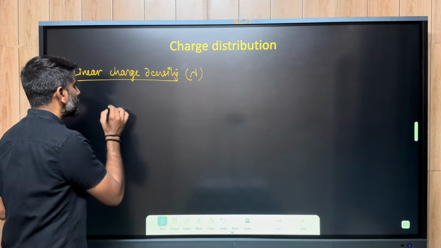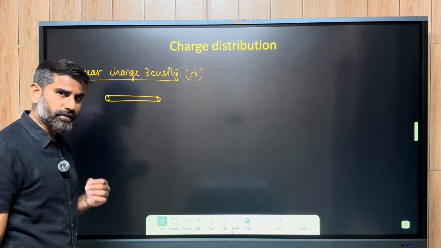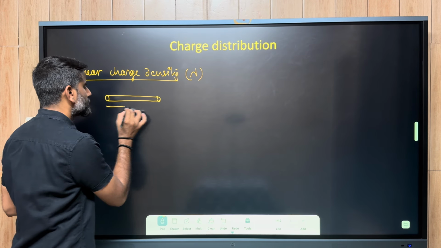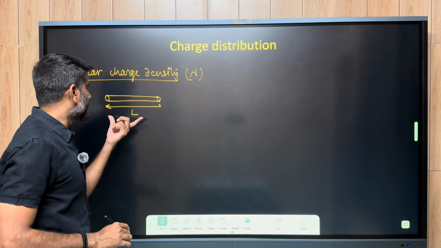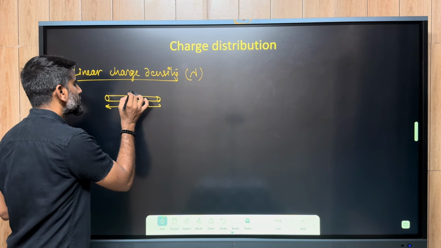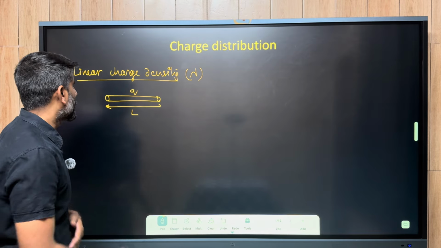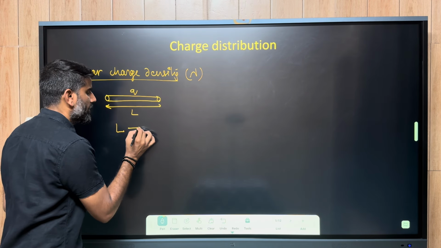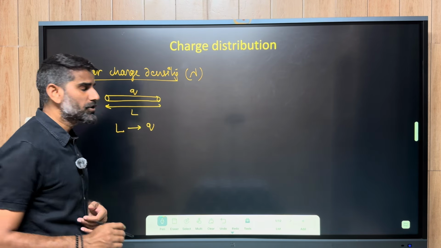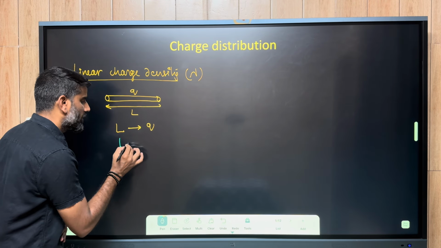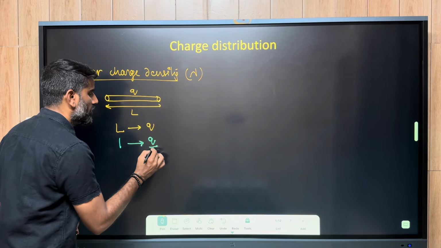Let us take a line object. Let us take a rod of length L. On this rod of length L, I have the charge Q. Total charge on the rod is Q. Now, per unit length, what is the amount of charge? That is Q by L.